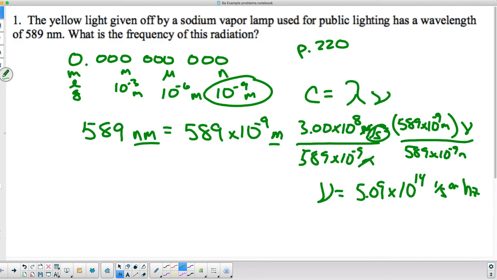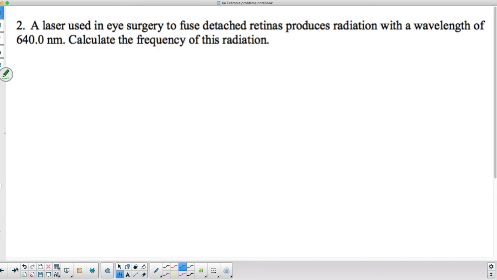So that's number 1. Let's take a look at number 2. This is going to be a very similar process, so I'm not going to go into quite the detail we had before. The laser used in eye surgery to fuse detached retinas, which is a lovely thought, produces radiation with a wavelength of 640.0 nanometers. Calculate the frequency of this ray. The first thing I do is change this from nanometers to 640.0 times 10 to the negative 9th meters.